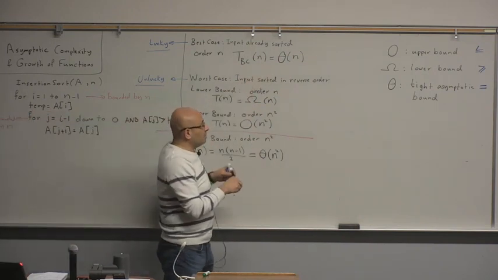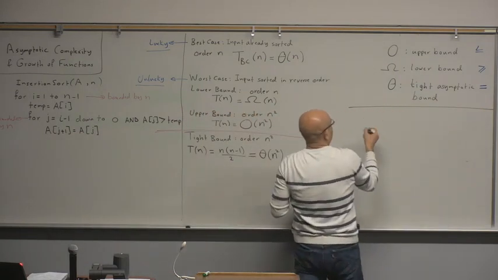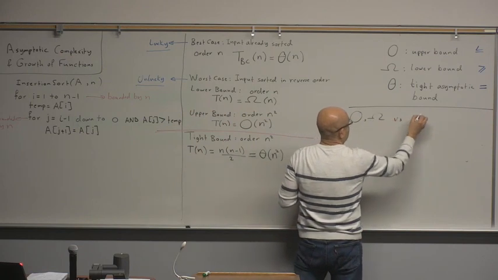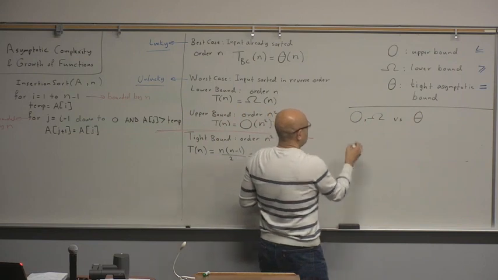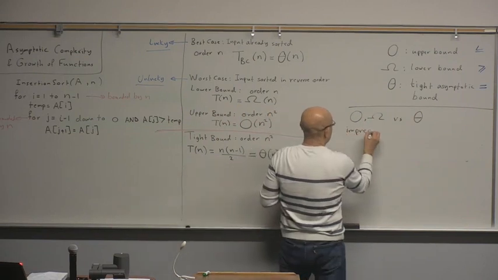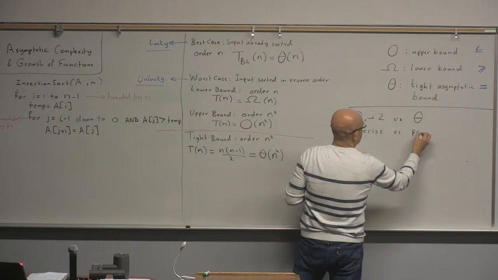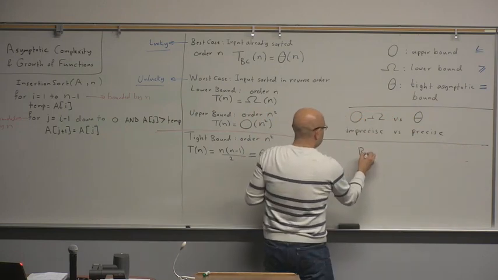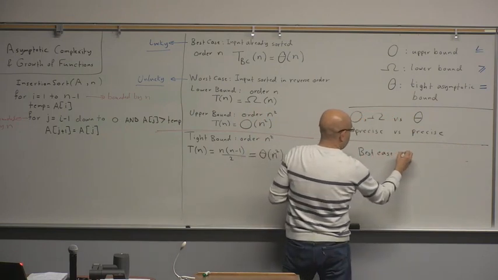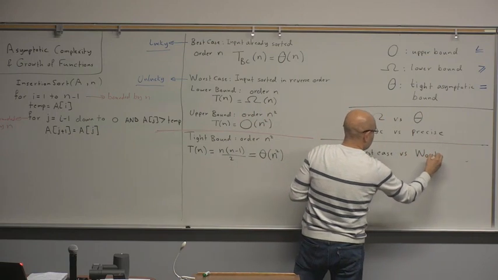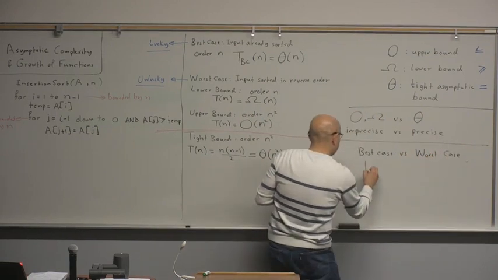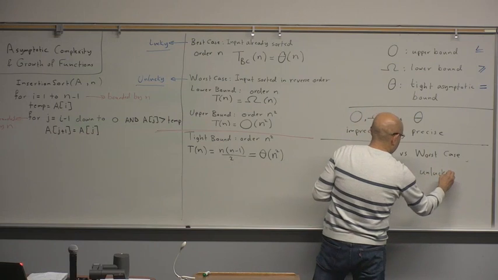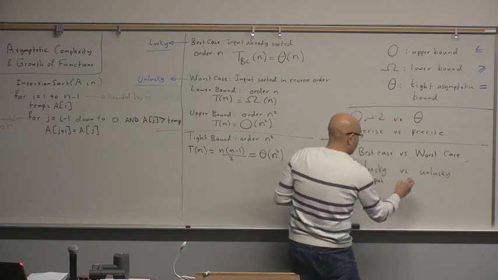So, let me write it down. O and omega versus theta is imprecise versus precise, while best case versus worst case is lucky input versus unlucky input.